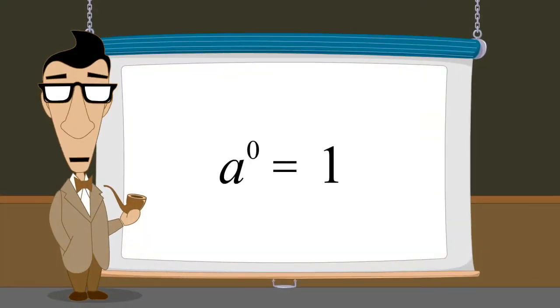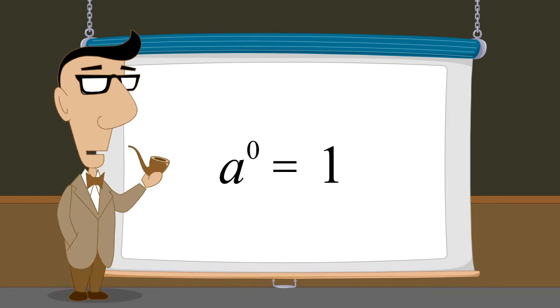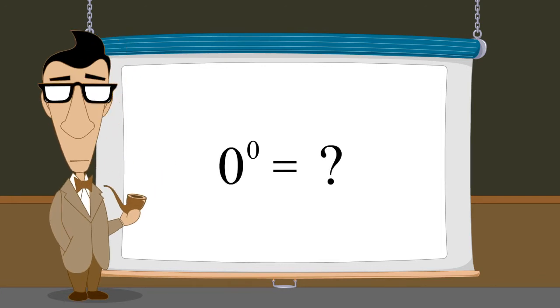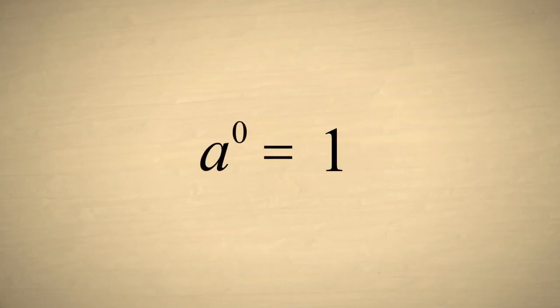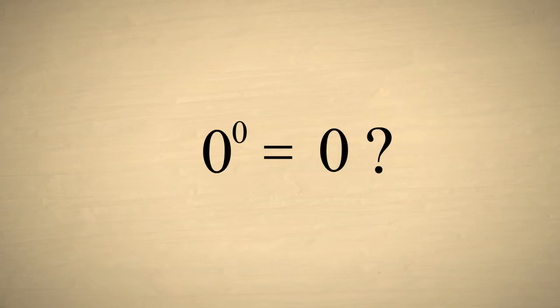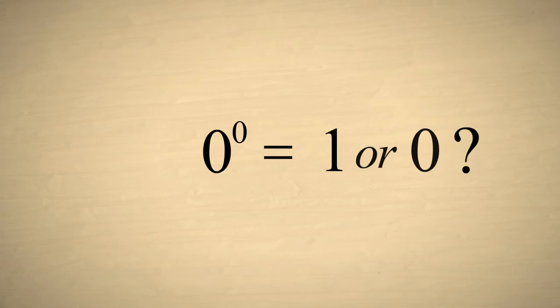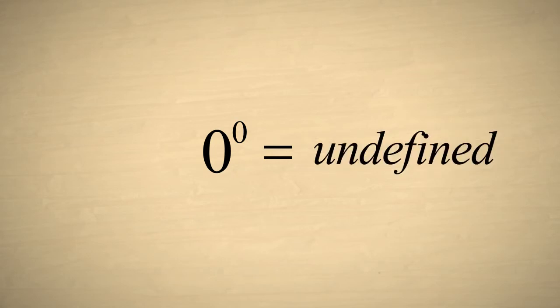There is one caveat to be aware of. What if a is 0? We showed that a raised to the 0 power is 1. So you would think that 0 raised to the 0 power should be 1. The problem is that no matter how many times we multiply 0 times itself, we always get 0. So is 0 to the 0 power 1 or 0? The answer is that it is undefined.